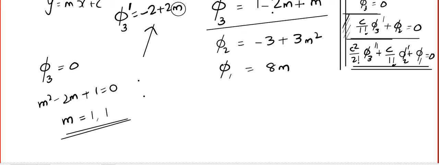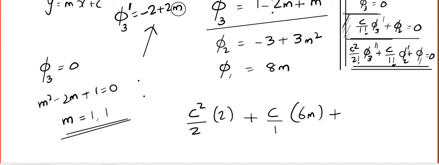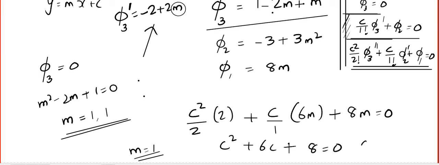If you want, you can play with it. Anyway, I am going for the third relation, c square by 2 factorial, which is 2, phi 3 double dash. What is phi 3 double dash? Yeah, 2. Plus c by 1 factorial, which is c by 1, phi 2 dash. And what will be that? 6m plus phi 1, 8m equal to 0. That is c square plus 6c plus, yeah, let's put m equal to 1 here and try to solve, plus 8 equal to 0. So the values of c are minus 2, minus 4.